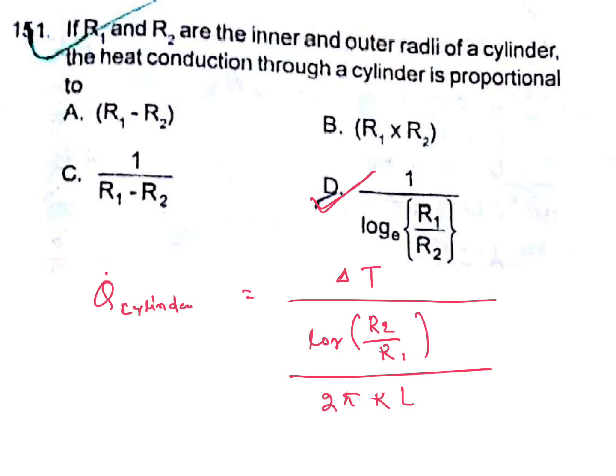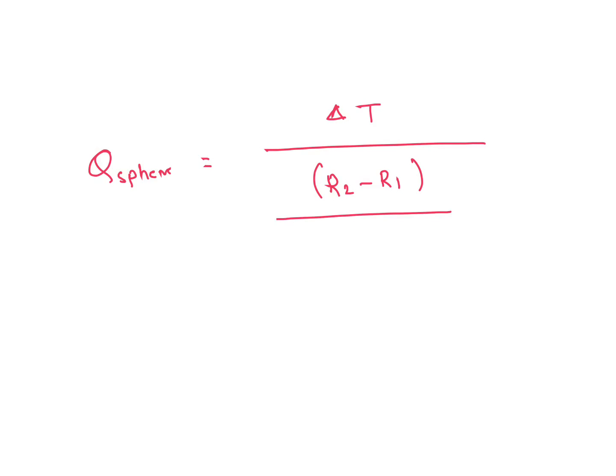This is the case for a cylinder. For a sphere also, sometimes they may ask, so remember that for the sphere also. In ISRO they already asked this question 2 to 3 times, so you remember both. For the sphere it is delta T divided by 4 pi K R1 R2.